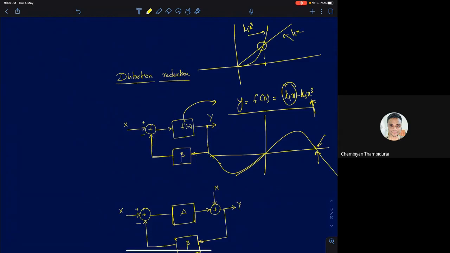But this function models nonlinear amplifiers to a good extent as long as we restrict your inputs to this range. If you restrict your input to this range, it shows as though the gain is decreasing as you increase your input signal. After a point, at this point, the slope becomes zero. At that point, your gain has become zero, right? So this is a very good approximation for modeling the nonlinearity in an amplifier.